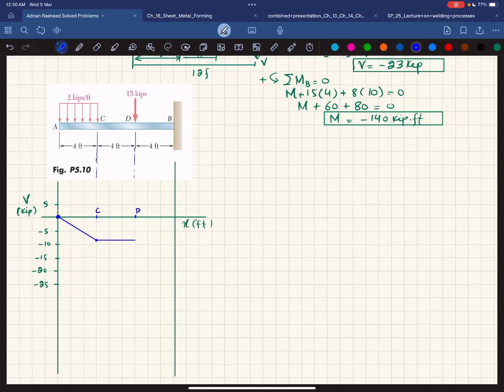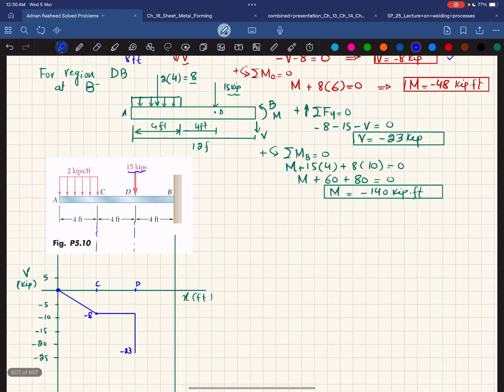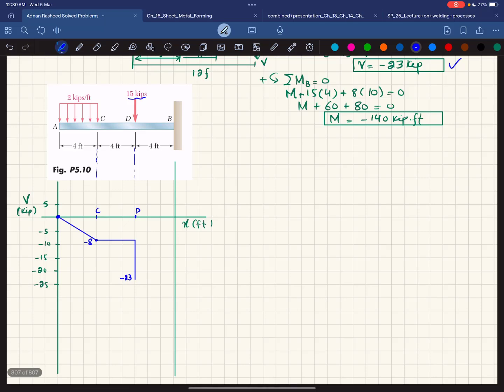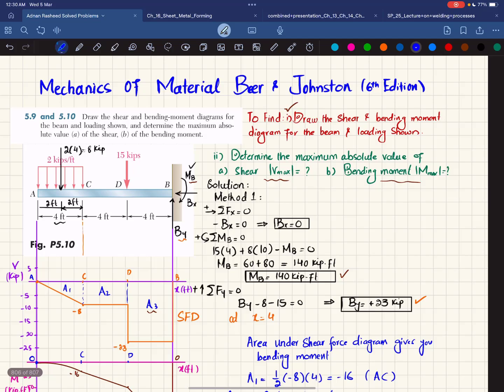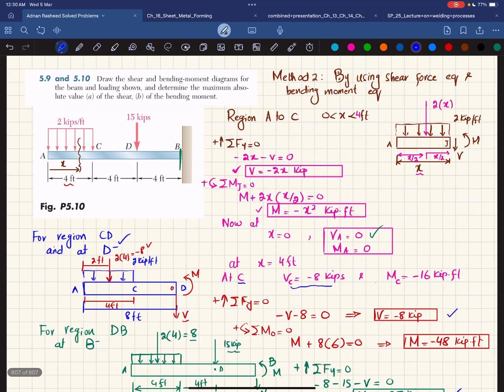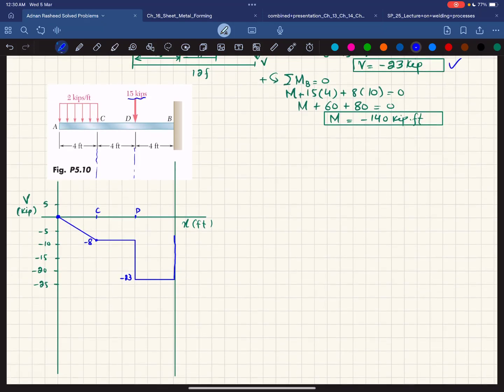Now, at point D, we have minus 15 kilonewton load. So minus 8 minus 15 will be minus 23. So it will be somewhere here, minus 23. And just before B, it is minus 23. And at the end, you have the reaction at B, which was plus 23, which will make it close. And this will be your shear force diagram.